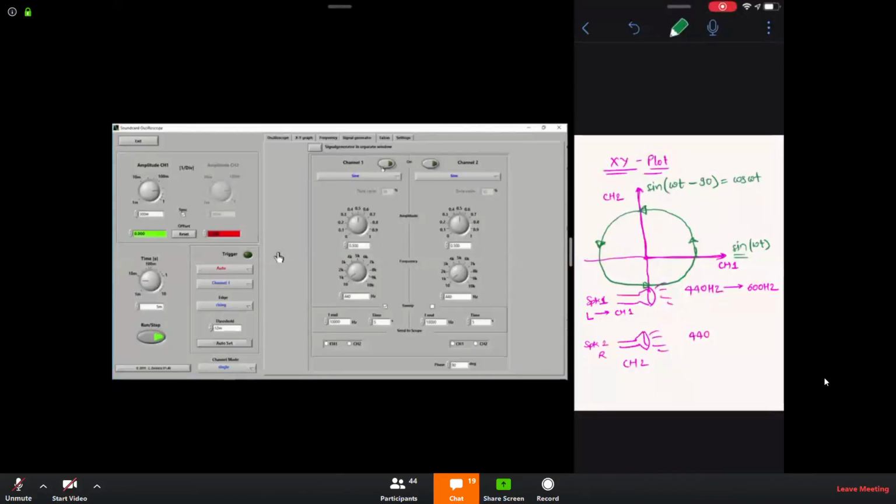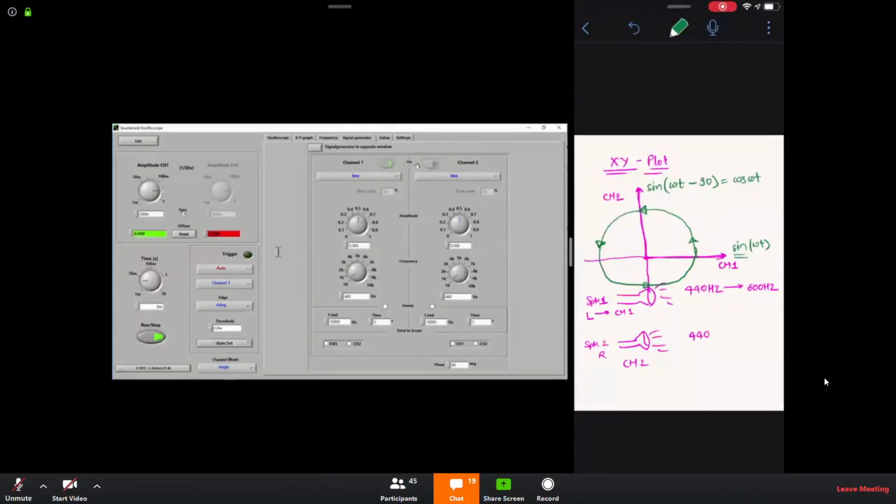So just see this. This is basically the channel 1 setting. In channel 1 we are giving a sine wave of 440 hertz, and on channel 2 we are giving a sine wave of 440 hertz, and we have made a phase shift between the two of 90 degrees. So here we have set the phase shift between the two channels.